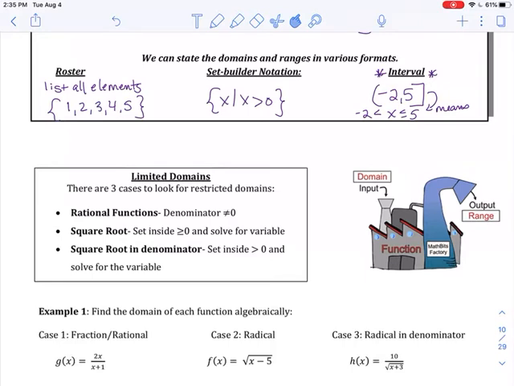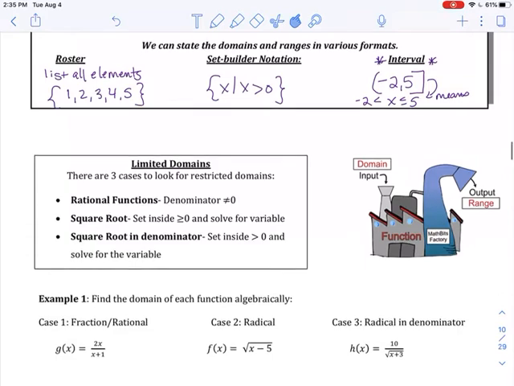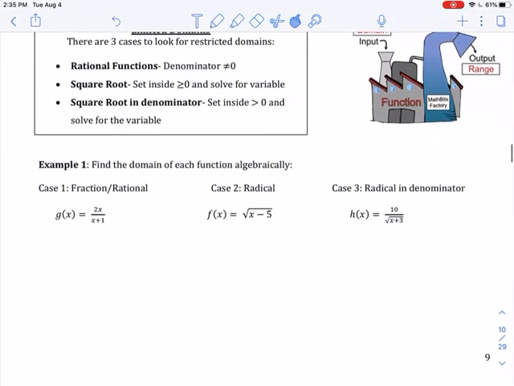So these are the 3 restrictions, and I'm telling you what to do for each restriction. If it's a rational function, take the denominator and set it equal to 0, because that's not allowed to be equal to 0. So that would be a restriction. If it's a square root, take what's under the square root, set it greater than or equal to 0, and solve for the variable. And if it's a square root in the denominator, set the inside greater than 0 and solve for that variable.